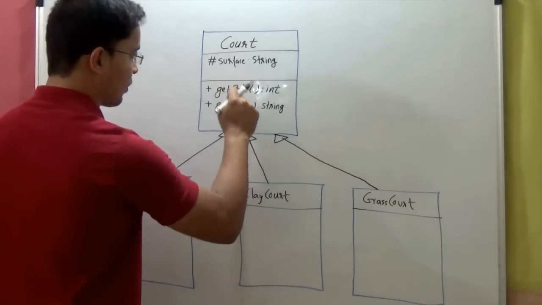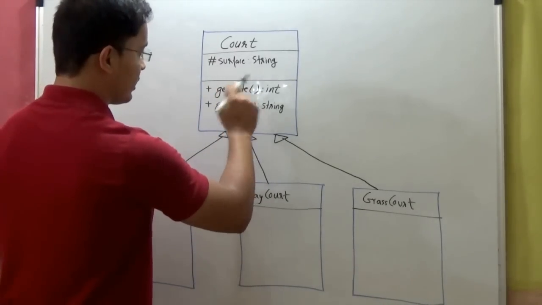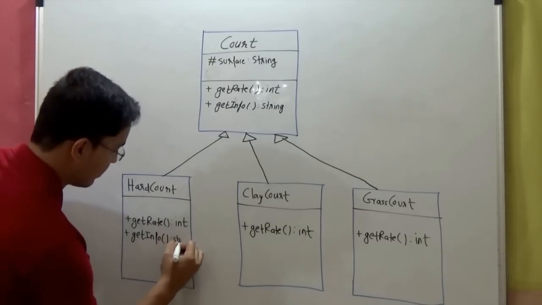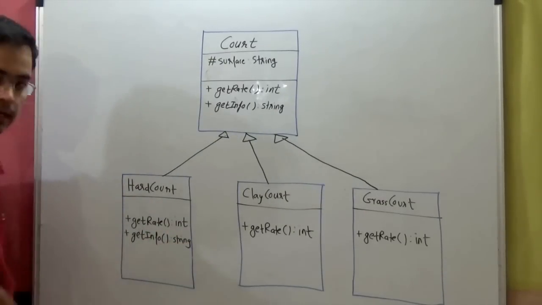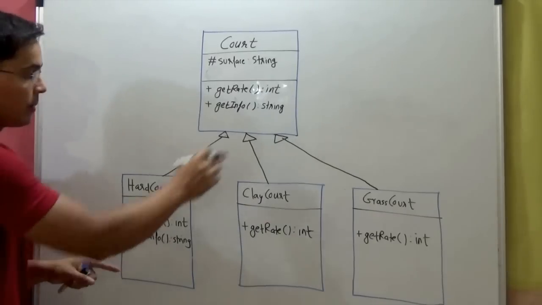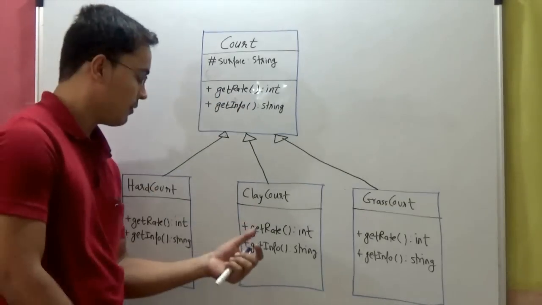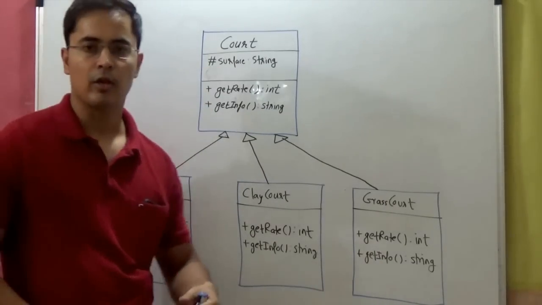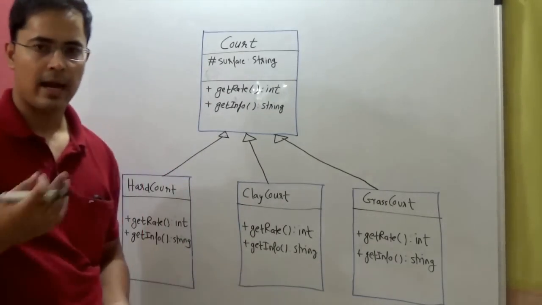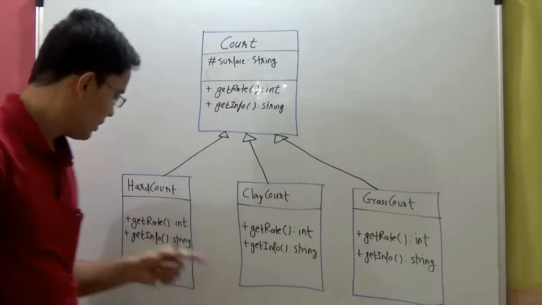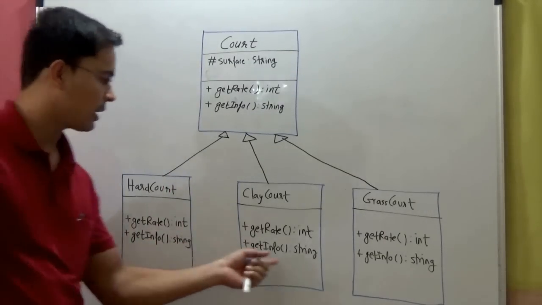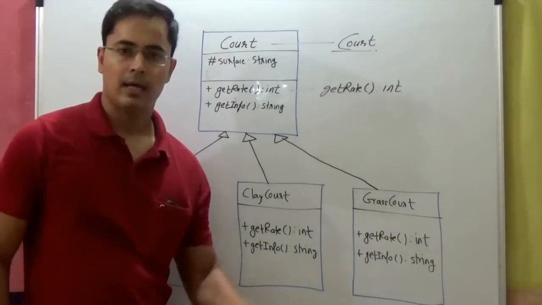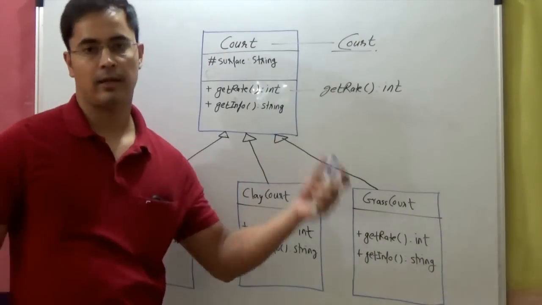Now, we must provide the implementation for this getRate and getInfo. So we'll just say, again, this cannot be in italic. This is a concrete implementation for this abstract method. We'll write some constructors in these three classes, which will set the value of surface and add some more information about it. So we'll return that information through this getInfo method. Cool. So this is how you denote abstract methods and classes in italic font.